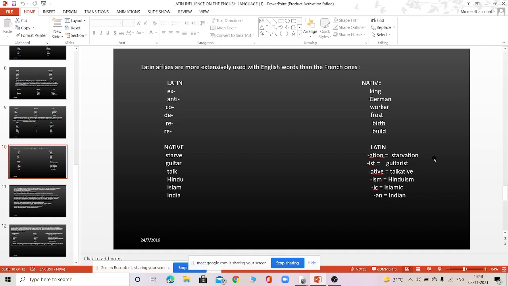These things happened after the Renaissance, when a number of Latin words came into the English language. So there are a number of words we can go on with. For example, Shakespeare plus ian, Shakespearean. Africa plus an, African, like India. So like this. Now I hope you have been able to understand this.